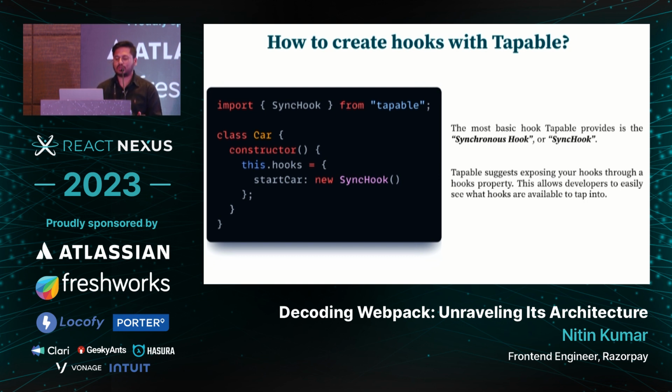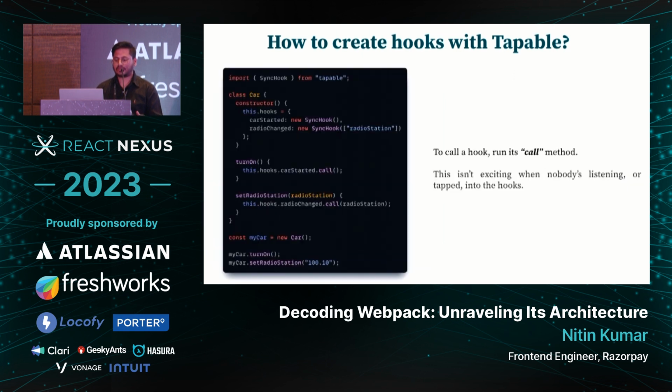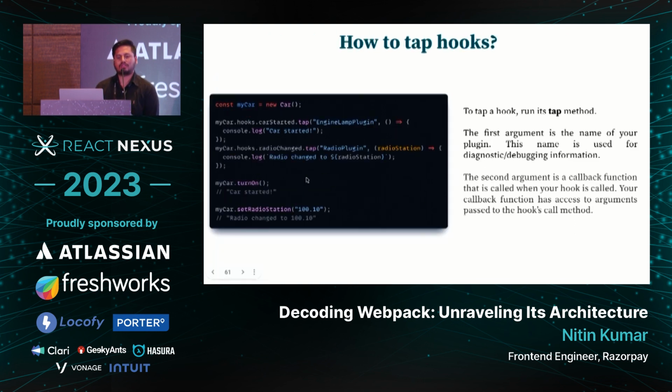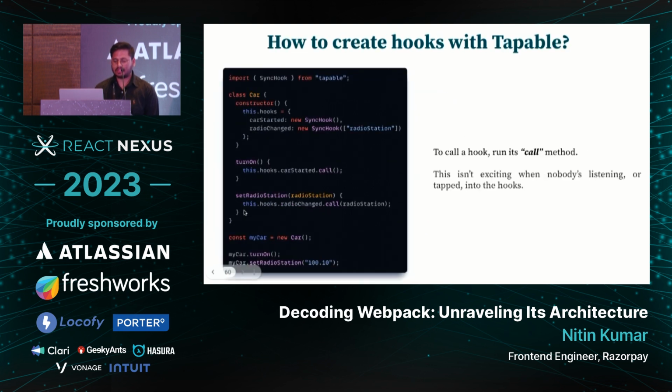So now we have defined the hook, but how do we call it? Let's look at this example. In this example we have two hooks, car started and radio changed. Now to call a hook, we need to run its call method. For example, in this turn on method, we are calling the car started hook. And in this set radio station method, we are calling the radio changed hook. So whenever a developer wants to run some code when the car is started or the radio is changed, he can leverage these two hooks.